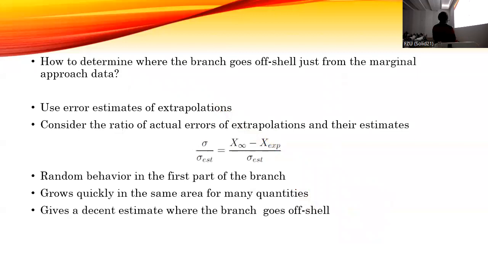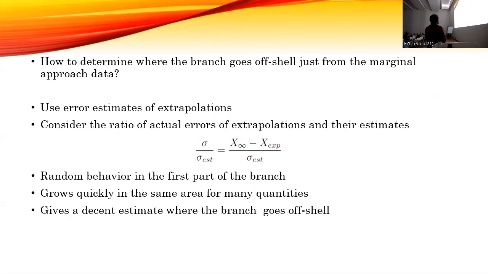Here I will try another thing, and that is to determine where the branch goes off shell just from the marginal approach data using error estimates of extrapolations. When I do extrapolations, I can estimate errors, but they are not very reliable. So I can say something like the solution is wrong if some quantities have errors of more than 3 sigma. But I can consider this kind of ratio.